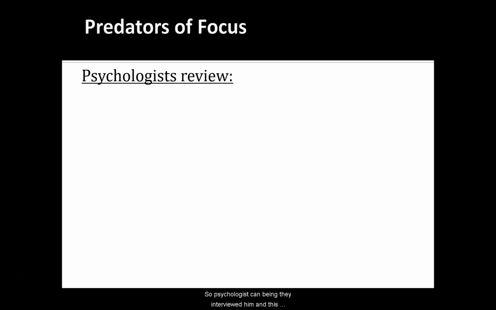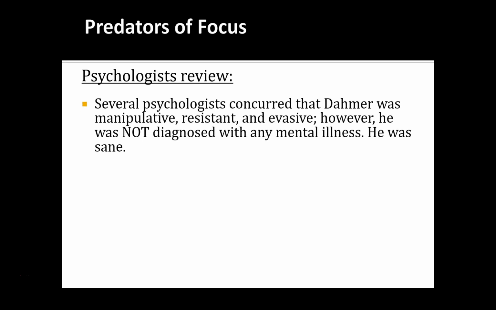So psychologists convened, they interviewed him, and this is their review. Several psychologists concurred that Dahmer was manipulative, resistant, and evasive. However, he was NOT diagnosed with any mental disease. He was sane. So now we're ruling out genetic predisposition, at least according to these psychologists from what they know. We're looking at environmental causation, perhaps.